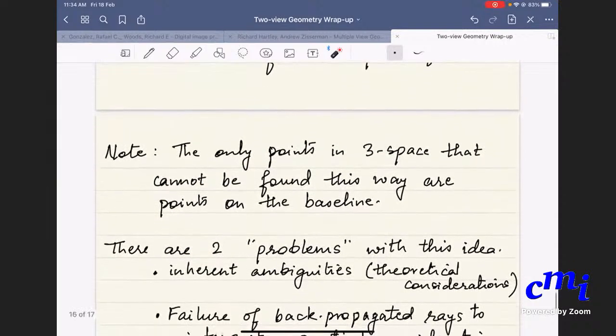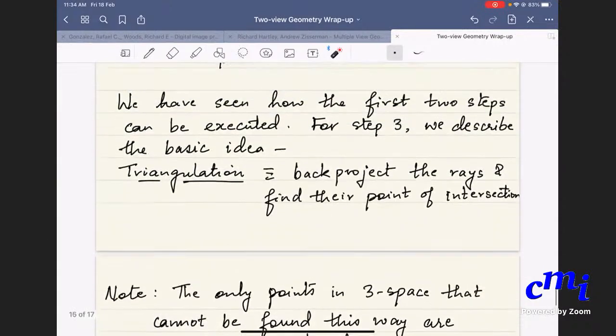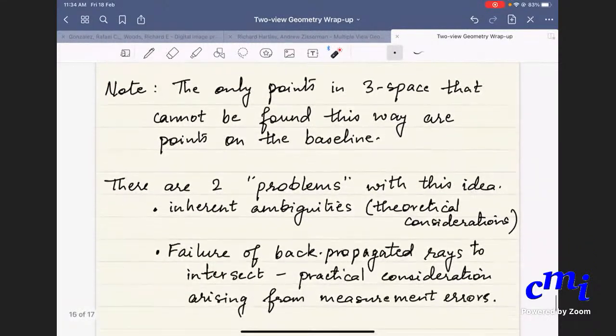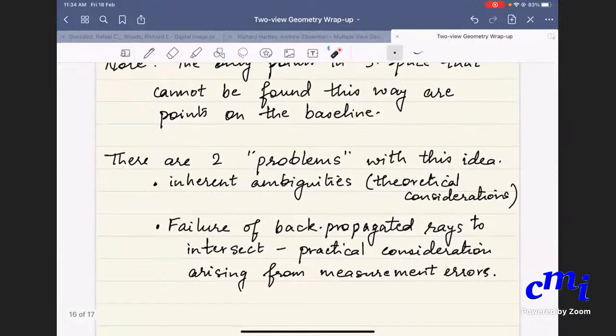Now this is a sort of naive idea. It is naive for two reasons. It has two main problems. One, there are inherent ambiguities in this, which I'll talk about a little bit now. And the second one, the failure of back projected rays to actually intersect. Theoretically, yes, they are coplanar, and they should intersect, and you should be able to find this point.